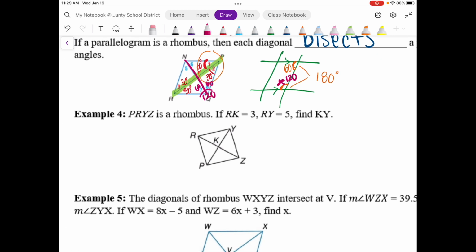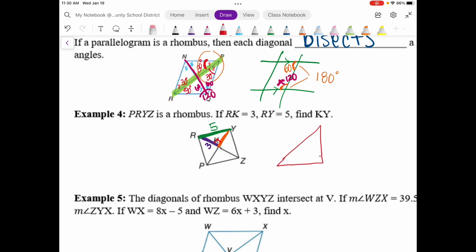Going on to example 4 here, we have a rhombus. We have RK is 3, so this right here is 3. RY is 5. And I am looking for KY, so I'm looking for this right here. Something to mention is that these intersect at a 90-degree angle again.